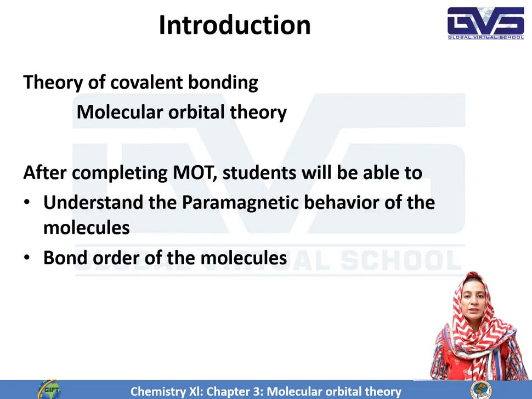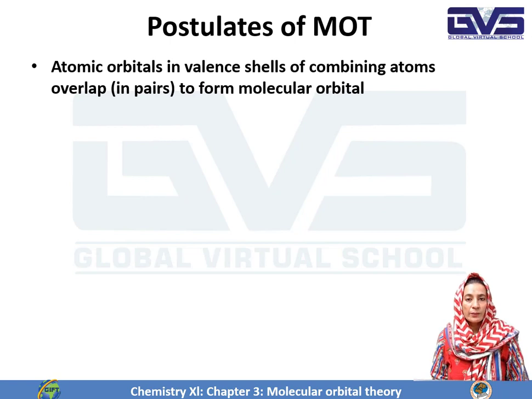After completing molecular orbital theory, you will be able to understand the paramagnetic behavior of the molecules. Basically, paramagnetic behavior is that some molecules show deflection under the influence of a magnetic field, and you will be able to understand the bond order of the molecule. These two characteristics, paramagnetic behavior and bond order, are not explained with the help of other theories. Bond order means how many bonds are formed between two atoms. So molecular orbital theory will explain the bond order and paramagnetic behavior.